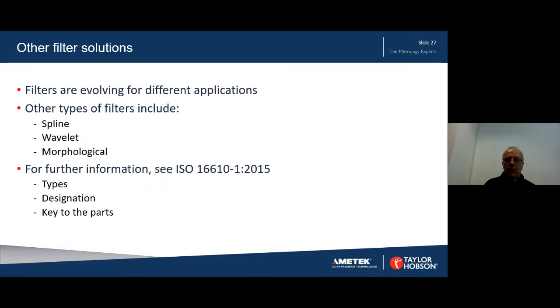As mentioned earlier, filtering is a vast topic. There are many other filters than those that we've discussed, including spline, wavelet, and morphological filters. For further information, please refer to ISO 16610 Part 1, which lists the different types and designations of filters that have been adopted to date. The individual filters are described in different parts of the ISO 16610 standard, and Part 1 provides a key to those parts.